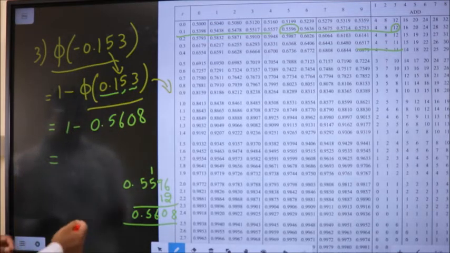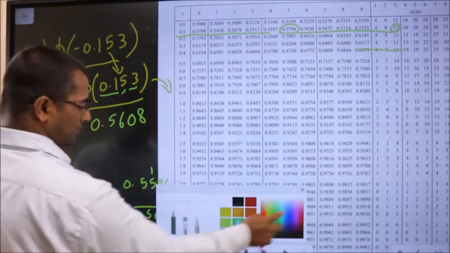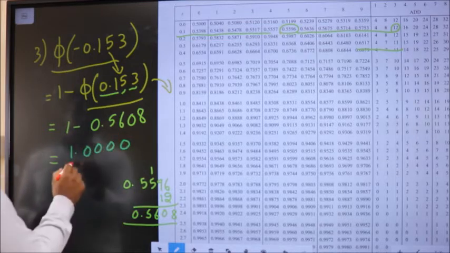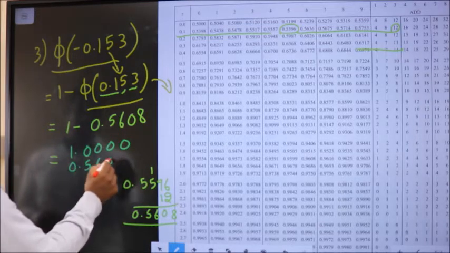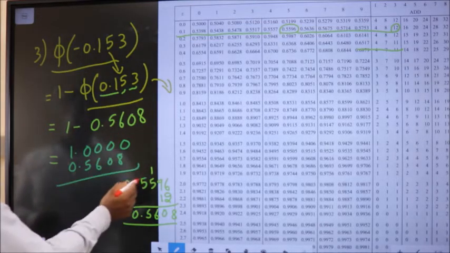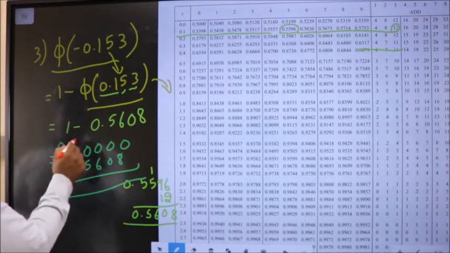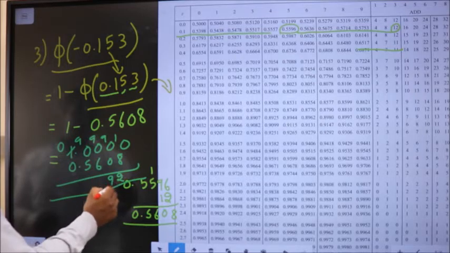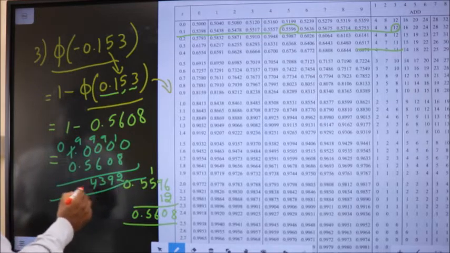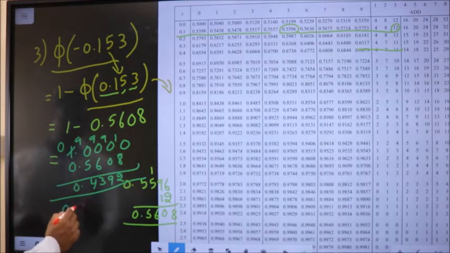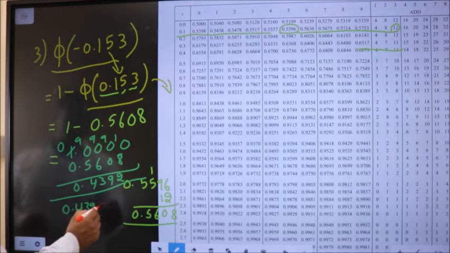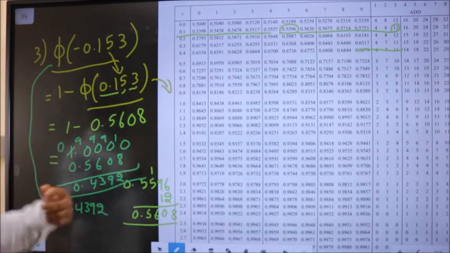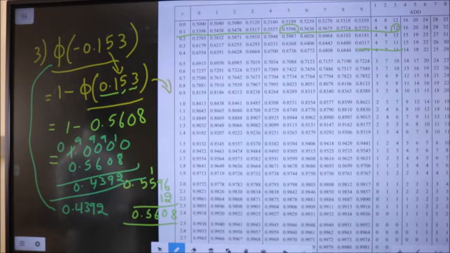Okay. To get our final answer, I should subtract this from 1. What will it result in? So 1.0000 and 0.5608. So here 0, 9, 9, 9, 10. 10 minus 8, 2, 9 minus 0, 9 minus 6, 3 and 4. So the final answer that we get is 0.4392, the answer for phi of negative 0.153. Okay.